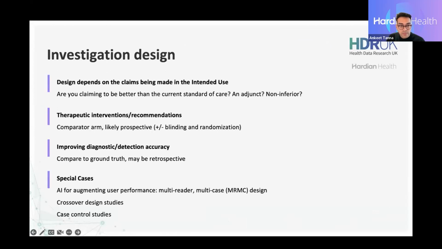And then we'll talk about data collection in terms of post-market surveillance and post-market clinical follow-up, and the benefits and limitations of real-world evidence collection.